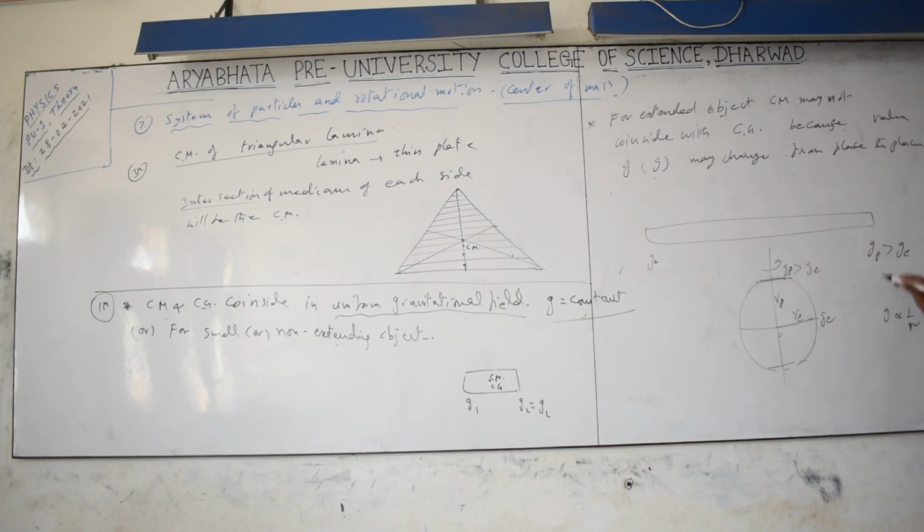G is not constant. If you imagine a very big rod taken from the poles to the equator, then the G is different. The mass balancing point is the center of mass. So the left side and right side mass may be the same for a uniform object. Here is the center of mass, the auxiliary point.